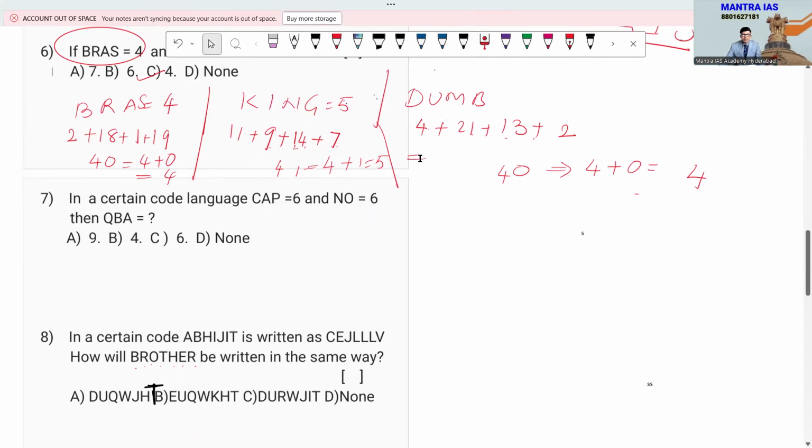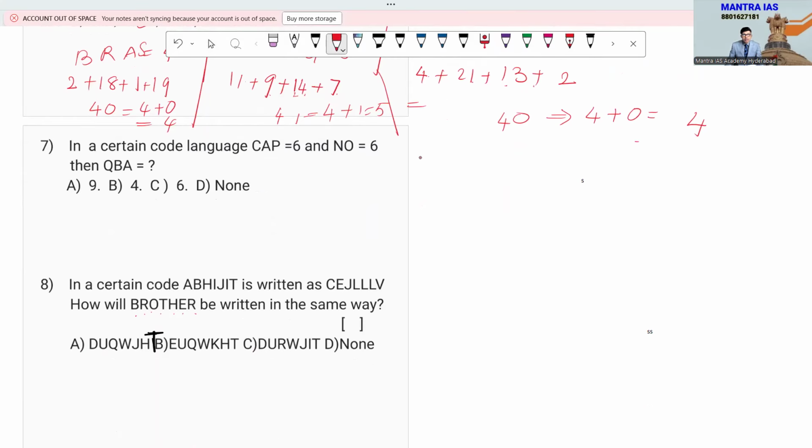Then come to the point of CAP is 6, NO is 6, then QBA is what? It's a very good question, actually speaking, little application oriented. I wrote this question especially to tell you that sometimes in the examination you have to take some decision. Tell me, what is the CAP? C for 3, A1, P16. If you add all these things, what is the total? It's 20. Again, single digit format, 2 plus 0 is 2.